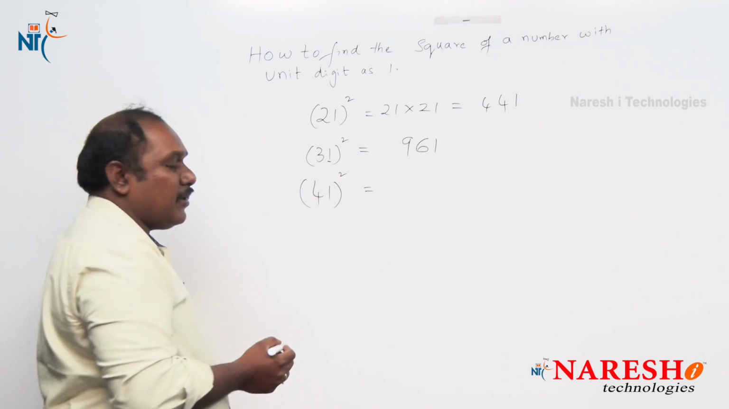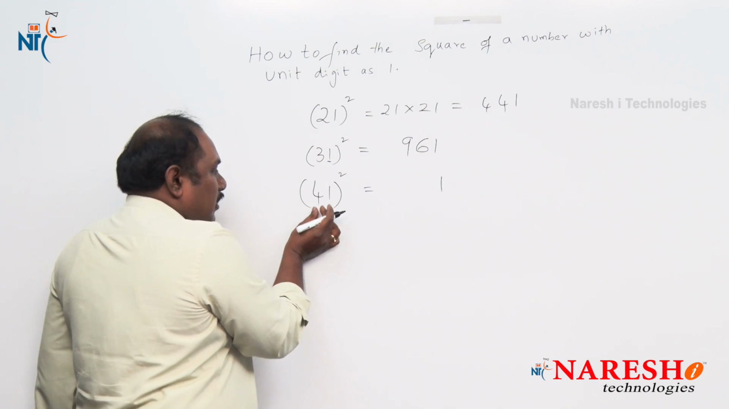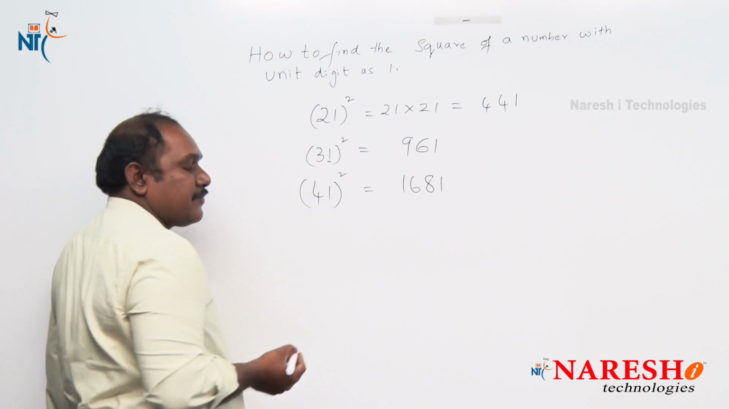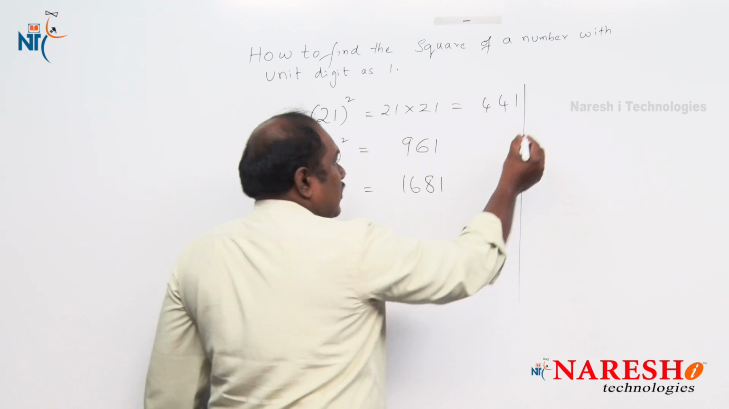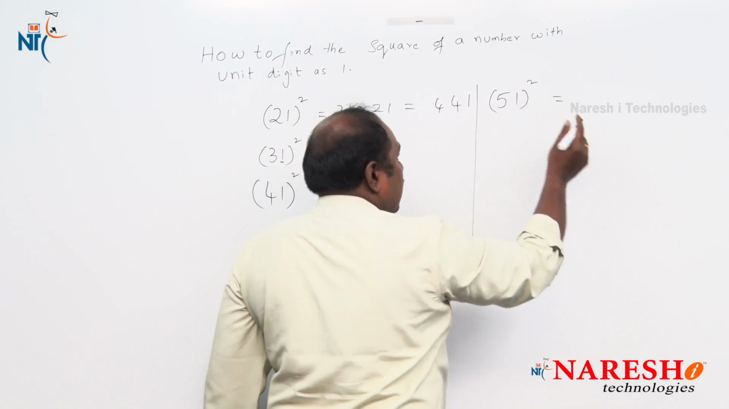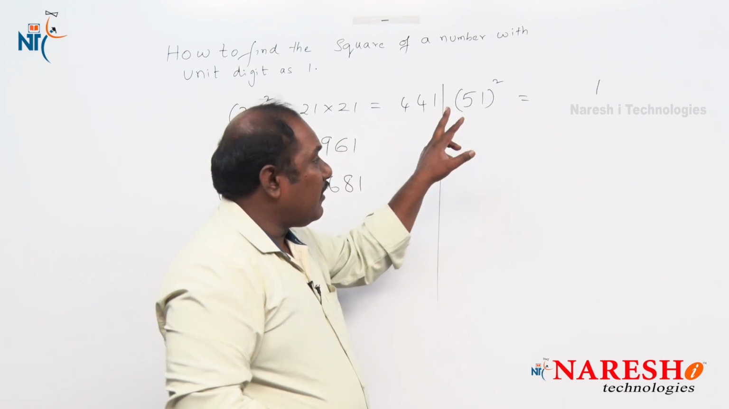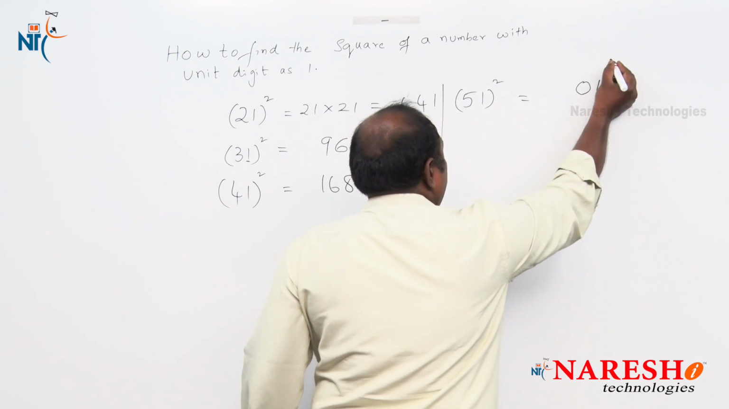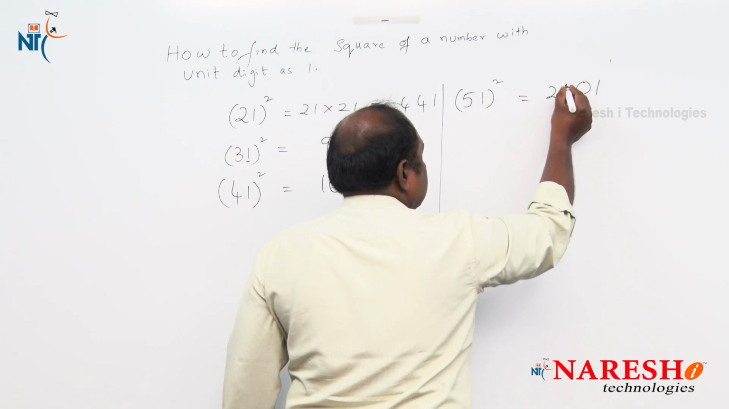Now let's take one more example: finding the square of 41. 1 square, 1. Double 4, 8. Square 4, 16. The answer is 1681. Now let's take 51 square. It's the same method. 1 square, 1. When I double 5, it is 10, but we are not going to write 10. We have to write 0 and a carry of 1. Now 5 square 25 plus 1, 26.